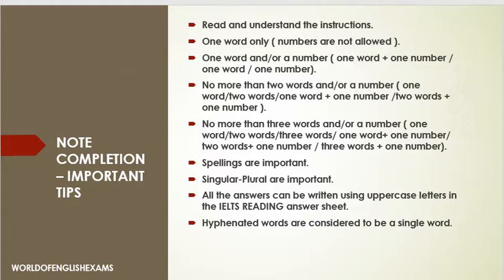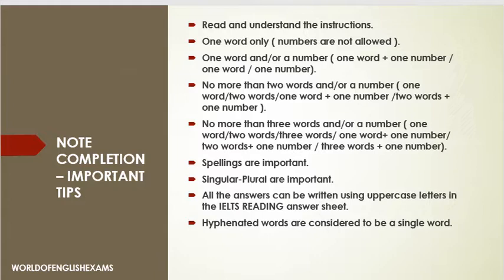Now the second instruction is an extension to the above one. One word and/or a number, which indicates that you can either write one word and one number, or you can write one word or one number. Then the next instruction is no more than two words. So there is an upper limit for answering, guys. Two words is the maximum, not the minimum.